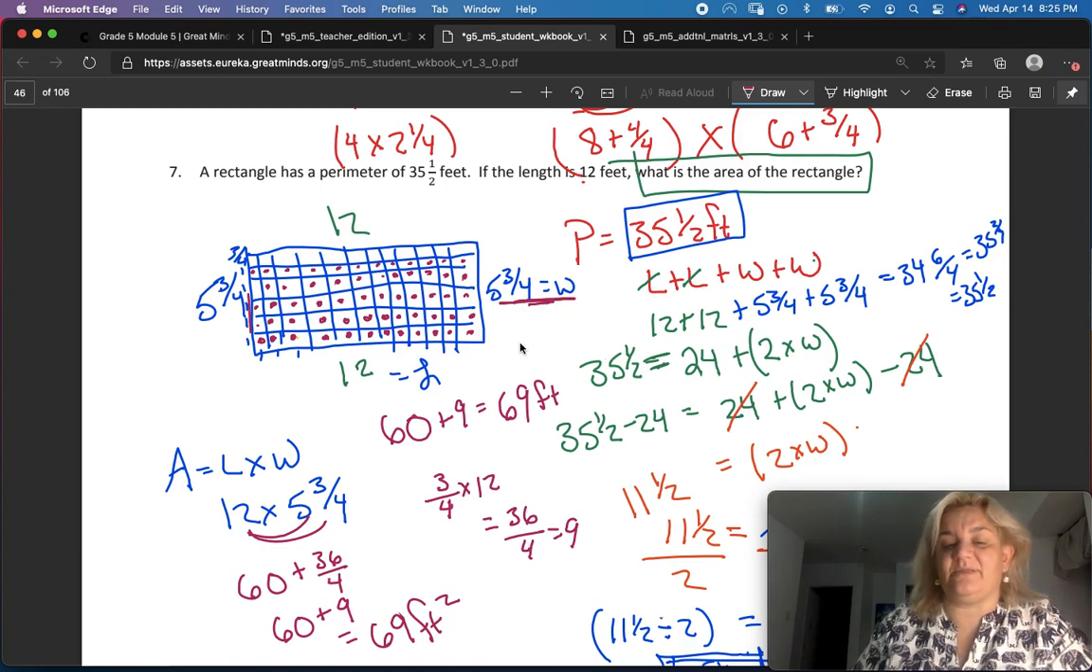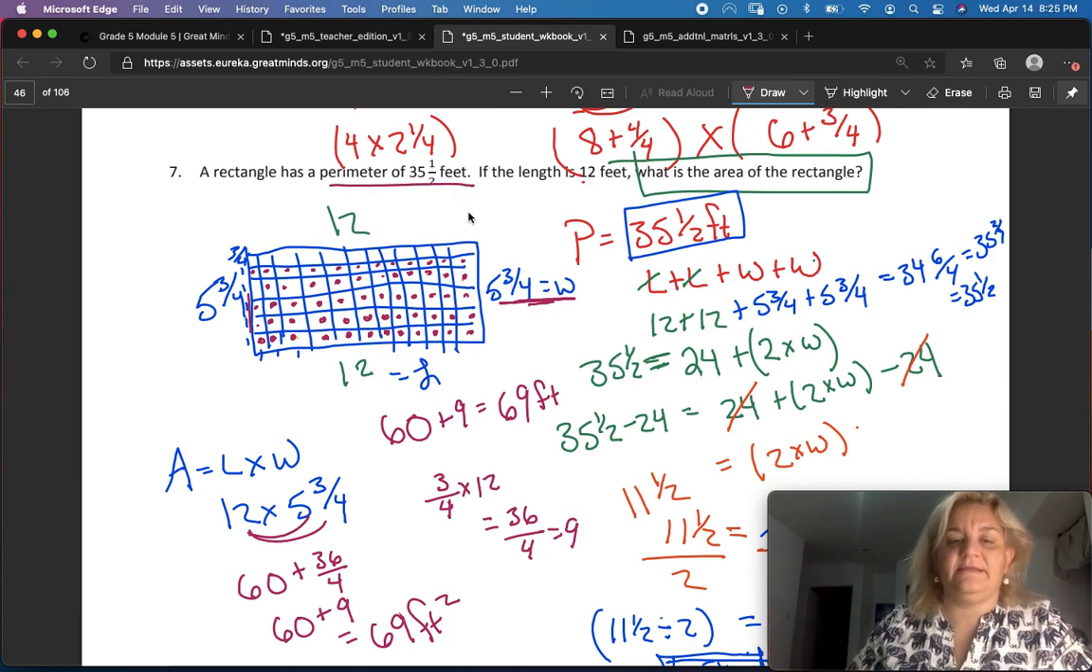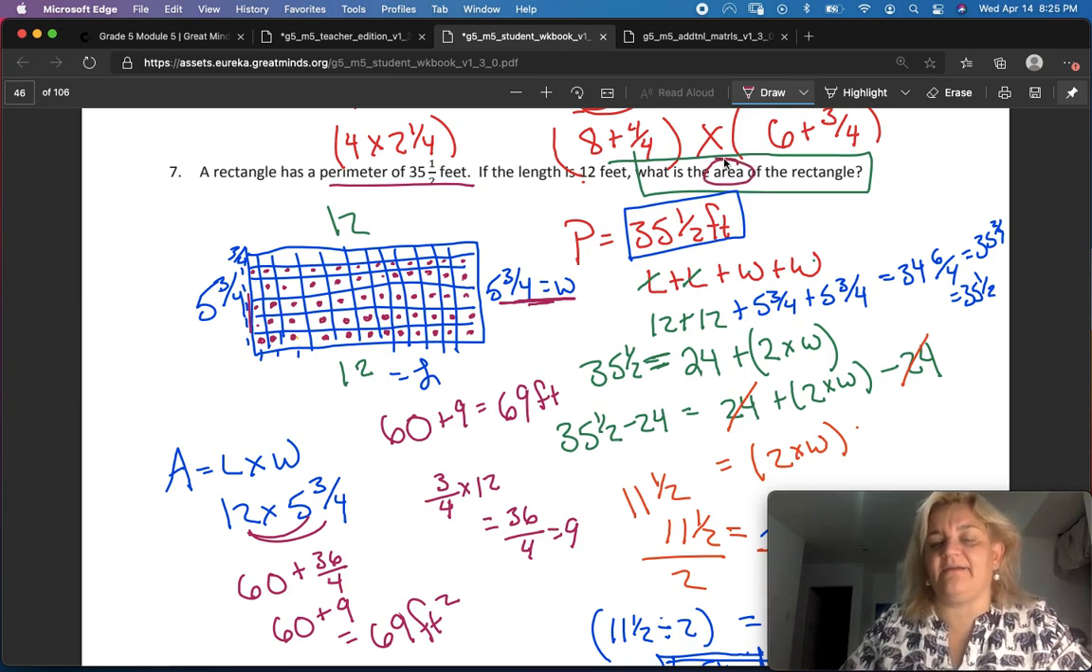We had to figure out the width. They didn't even give us the width. We had to figure it out. And then we could multiply length times width. Now, if you're getting lazy and you're like, well, it already told us the perimeter is 35.5, so we're just going to multiply that by 12 or some weird thing, you're going to get the wrong answer. You have to go through all the steps to find the area.